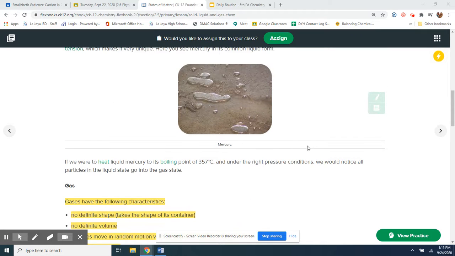Again, talking about that special substance known as mercury. If you were to heat up liquid mercury to its boiling point, which is extremely high, look at that, 357 degrees Celsius, and you have enough pressure, you will notice that that liquid can go straight into the gas state. And I'm talking about all the particles. It's not like water that'll go little by little. No. As soon as you reach 357, if you have enough pressure on that liquid, poof, it's gone. It's kind of like a disappearing act, right? One minute it's there, and another second it's gone.